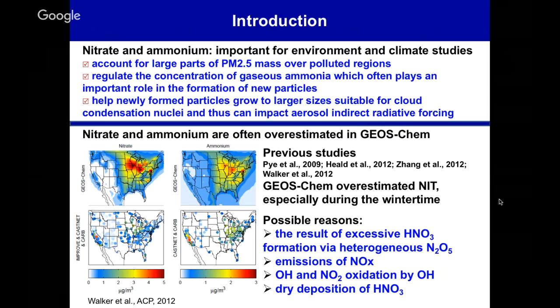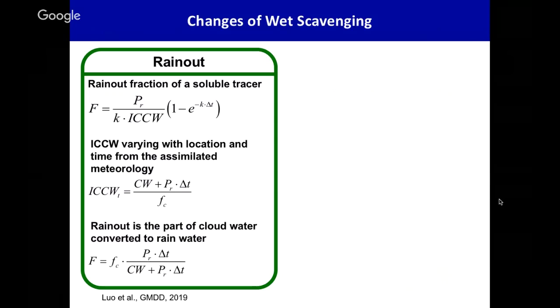In this study, we have another view on this problem. We found that some changes of wet scavenging can reduce this bias in GEOS-Chem. One thing is about the rainout. When we looked into the rainout, we found that in traditional GEOS-Chem, we assume a constant volume for in-cloud condensation water. But after GEOS-4, in GEOS-5 and MERRA-2, we can use the cloud information and the rain information to represent in-cloud condensation water in the model.